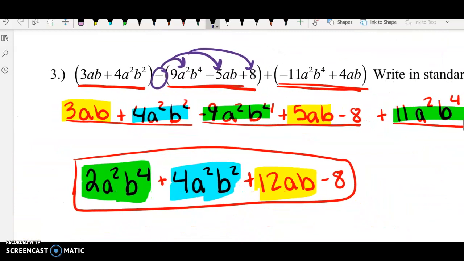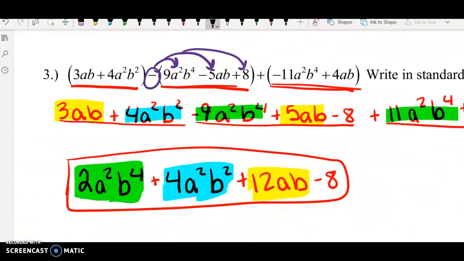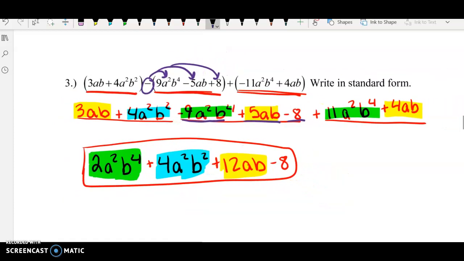So down below, I went ahead and I distributed. So we have a negative 9a squared b to the 4th, a positive 5a times b, and then a negative 8. From there, then you just combine your like terms. Now remember, a like term has to be completely identical. So I went ahead and I highlighted everything that was a like term. And then from there, I wrote it in standard form. Remember, standard form is when you're writing it from greatest degree.